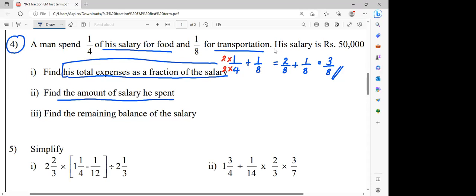His salary is given. Now, total expenses per parts, 3 parts have been spent. That means if it is 50,000, 3/8 of 50,000 has been spent, 3 out of 8 parts.